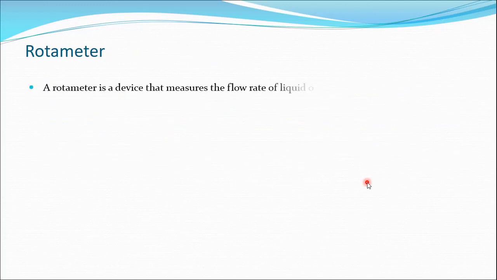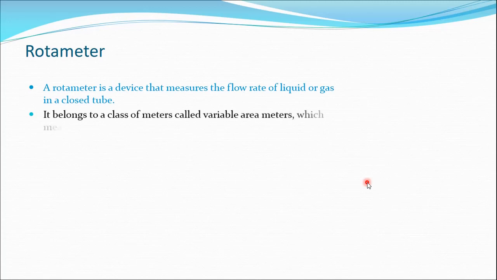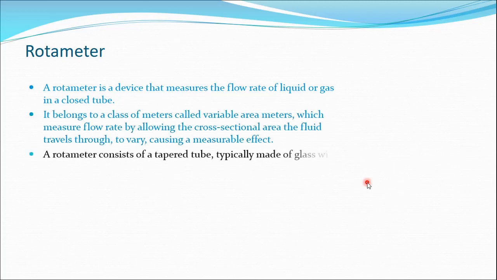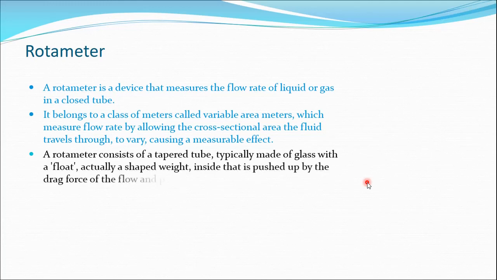So rotameter, what is a rotameter? It is basically a device which measures the flow rate of liquid or gas in a fluid tube, and it belongs to a class of meters called variable area meters, which measure the flow rate by allowing the cross-sectional area the fluid travels through to vary, causing a measurable effect.